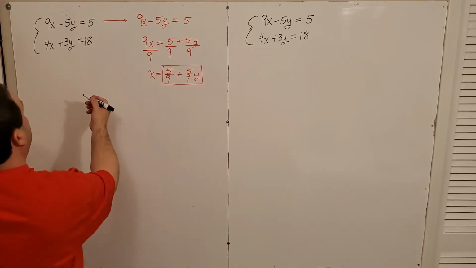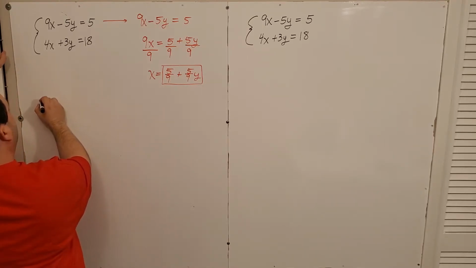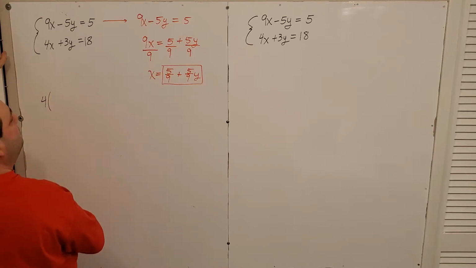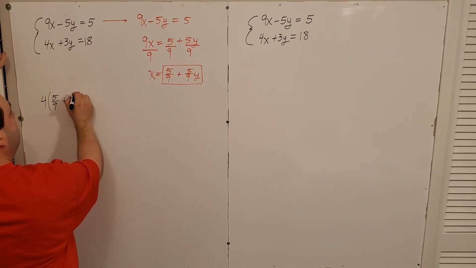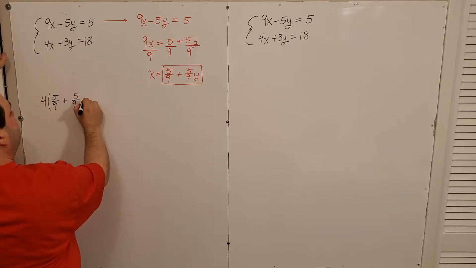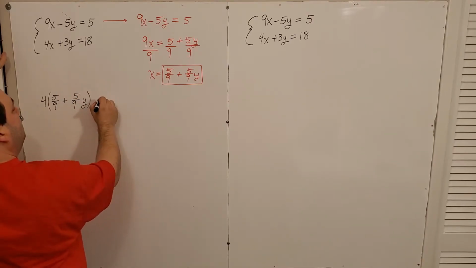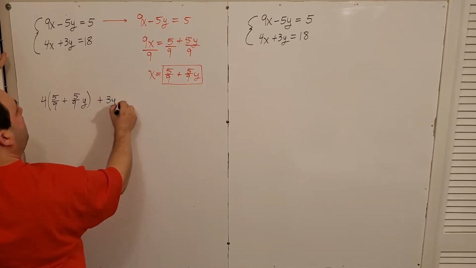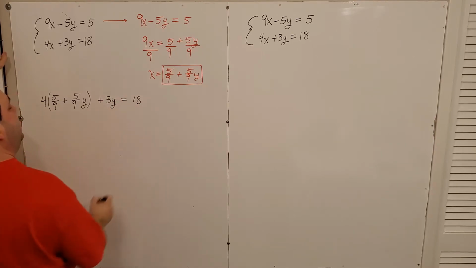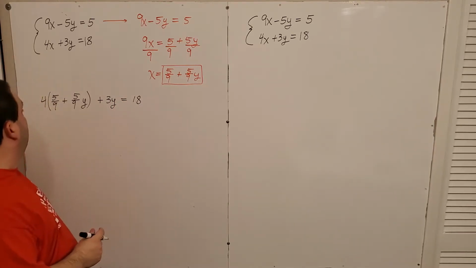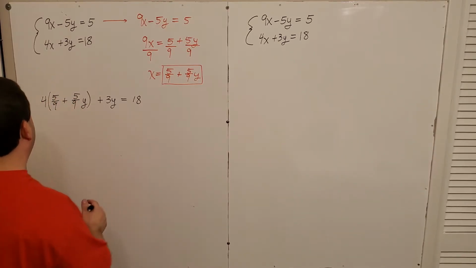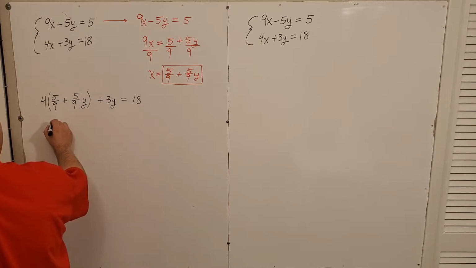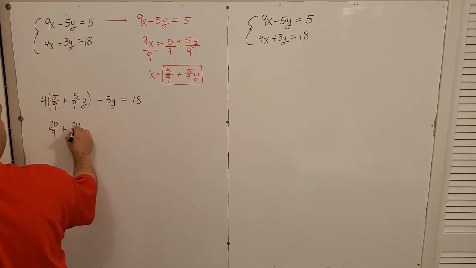So here I go. I have 4 times (5/9 plus 5/9 y) plus 3y equals 18. I am going to distribute the 4. 20/9 plus 20/9 times y plus 3y equals 18.